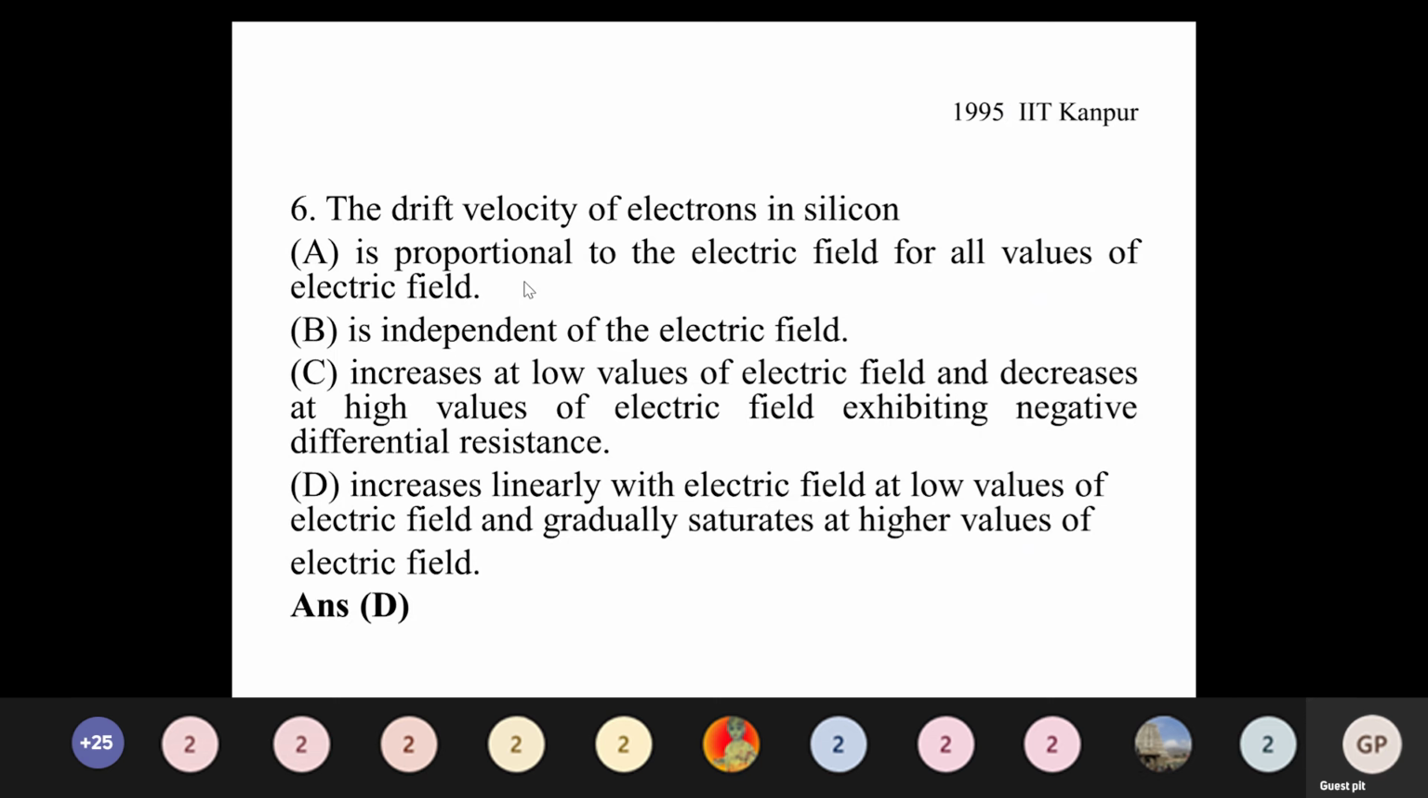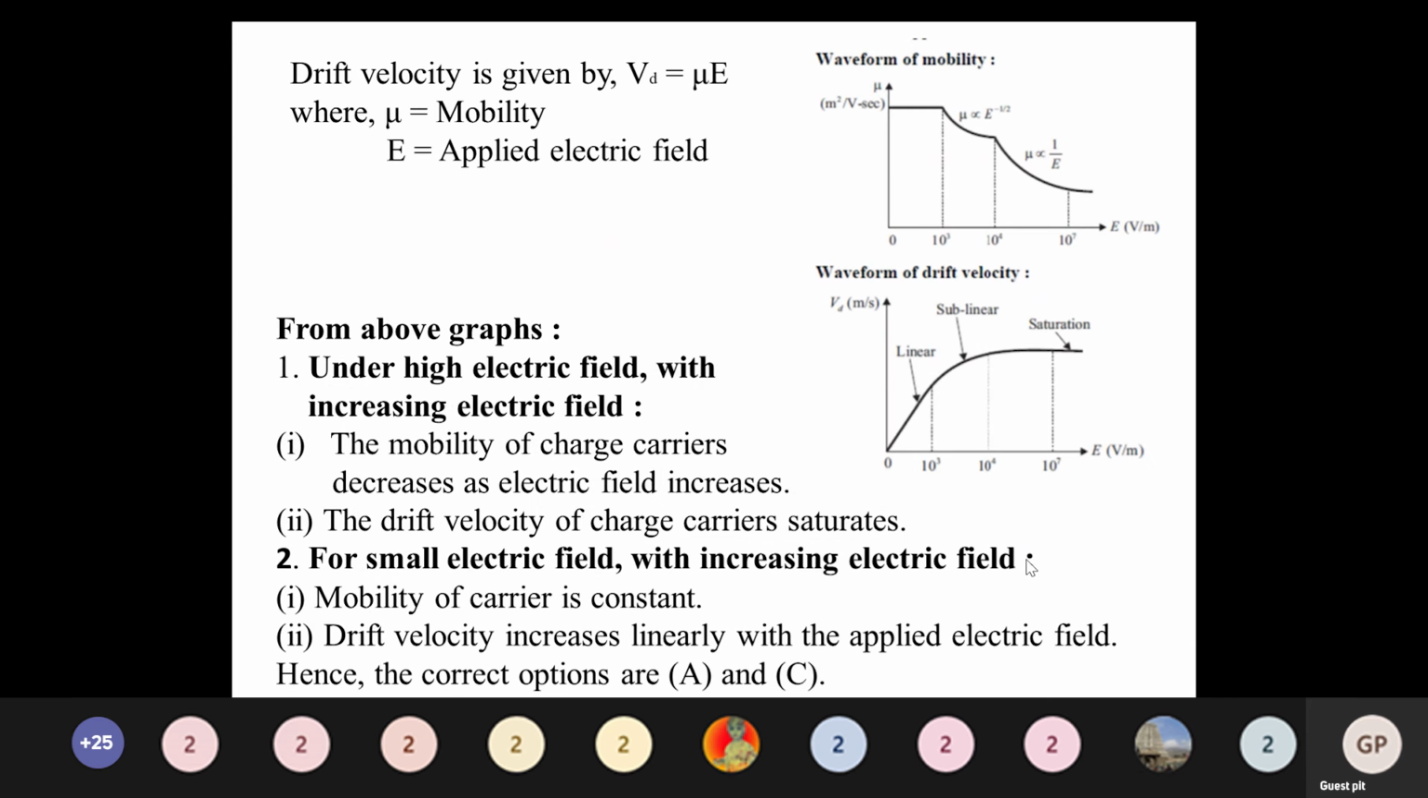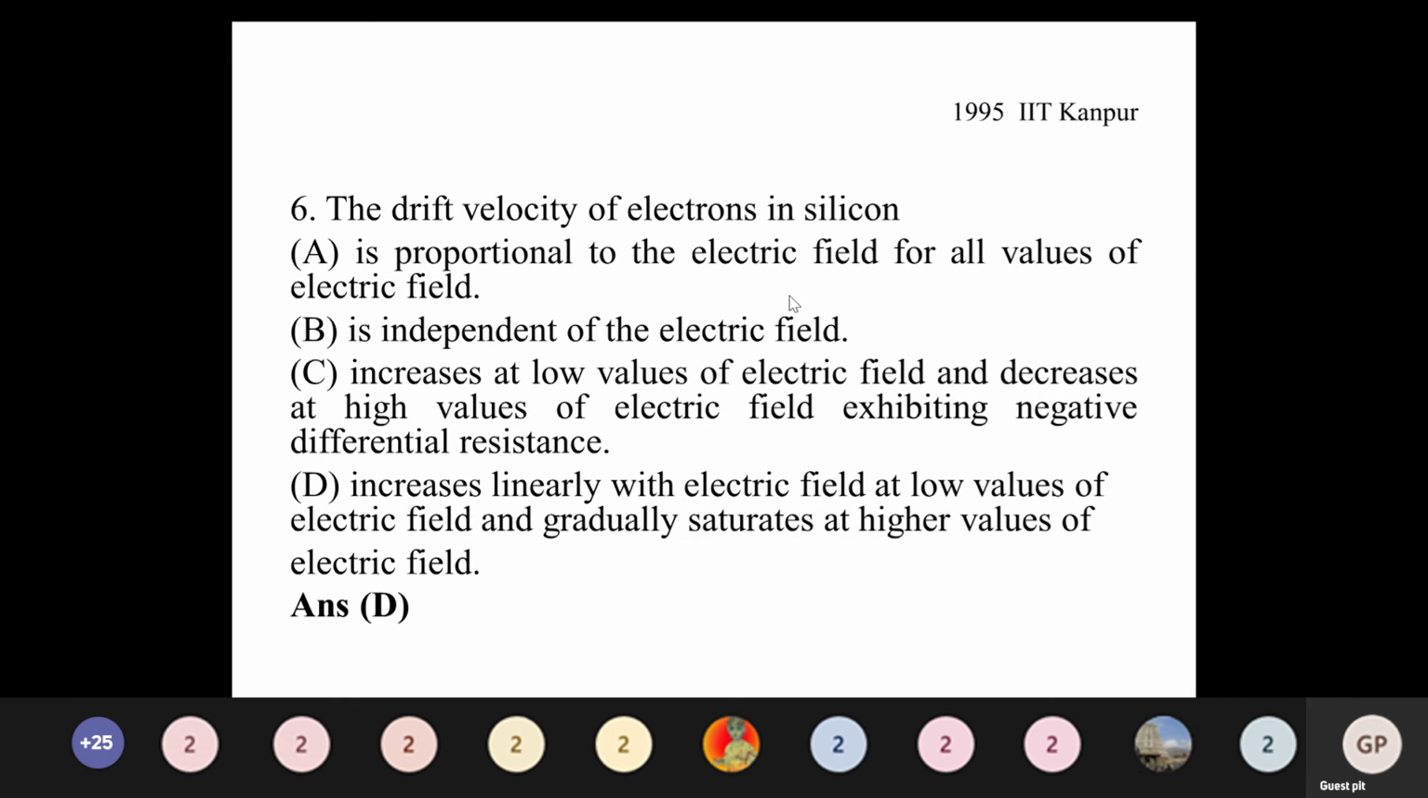They are asking about drift velocity with the electric field, that previous graph. This is the second graph that they are asking about. Option one: it is proportional to electric field for all values of electric field. Option two: it is independent of electric field. Option three: it increases at low values of electric field and decreases at high values of electric field, exhibiting negative differential resistance. That is also not correct. Option four: it increases linearly with the electric field at low values of electric field and gradually saturates at higher values of electric field. This one is correct, right?